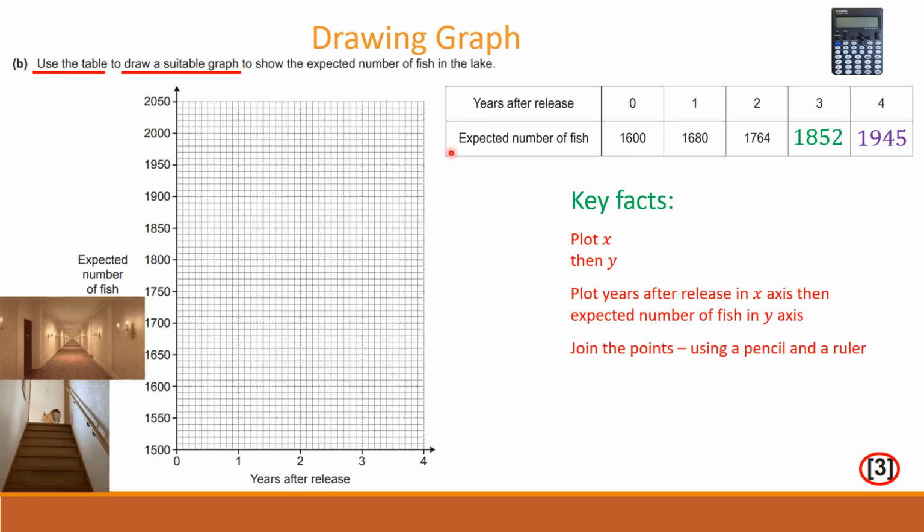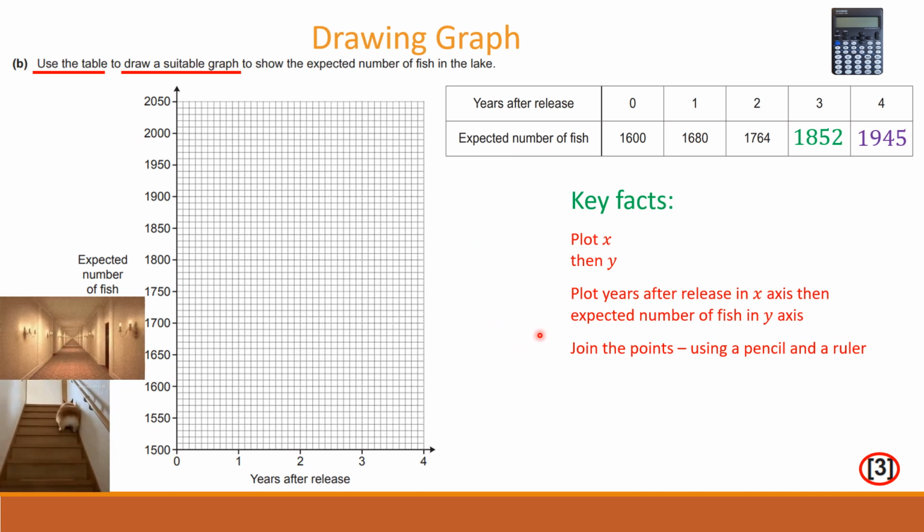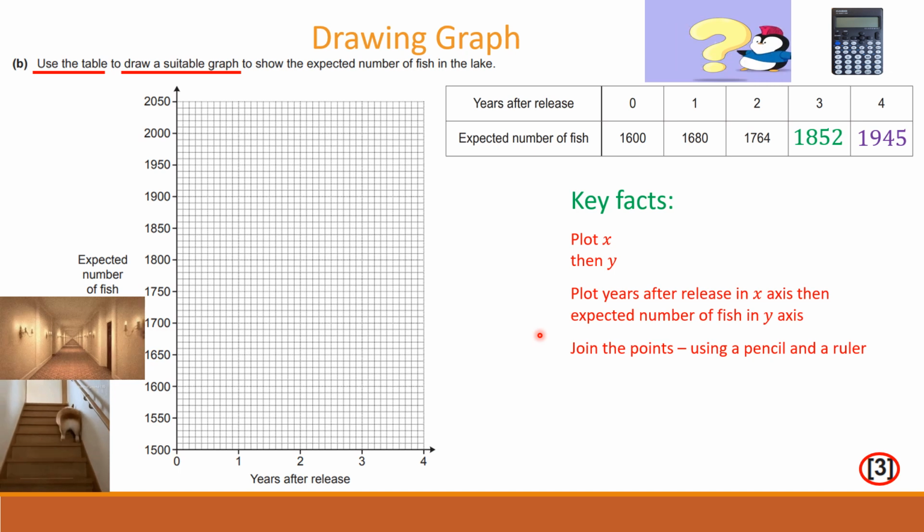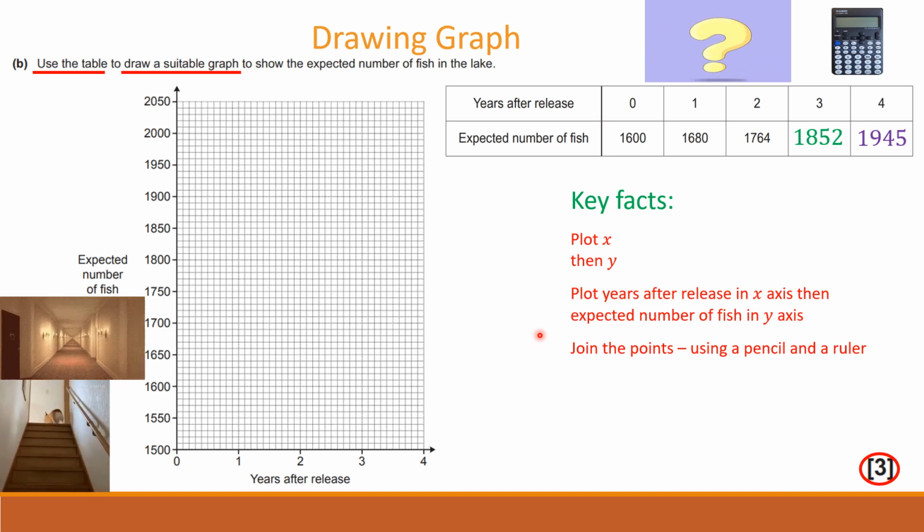Now we're then going to join the points together using a pencil and ruler, or if they're not in a straight line, then you're going to use a nice smooth curve, depending on what the points do. So make sure you use your pencil and ruler if they're in a straight line, or a smooth curve if they're not in a straight line. Press pause, have a go at drawing out the axis, plot the coordinates, and then press play when you're ready to hear the answer.